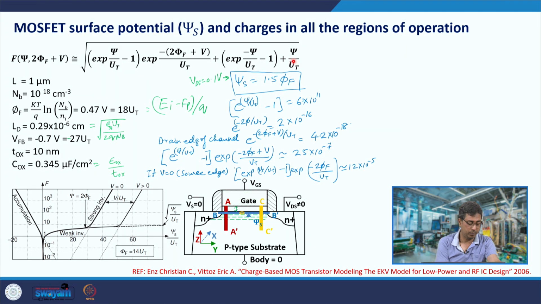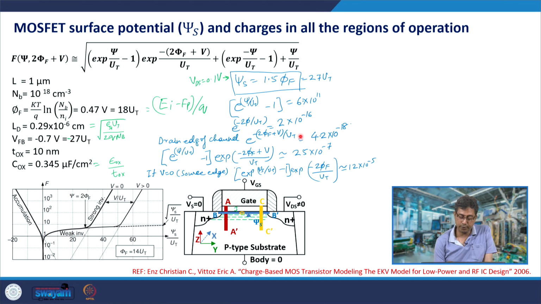But what is the value of the third term, which represents depletion? Its value, in this case we have taken the surface potential to be 1.5 phi f. So, what is the phi f? That is 18 into 1.5, so 27, right. So, the third term has a value 25. Now, that is quite large compared to the values that we are seeing.